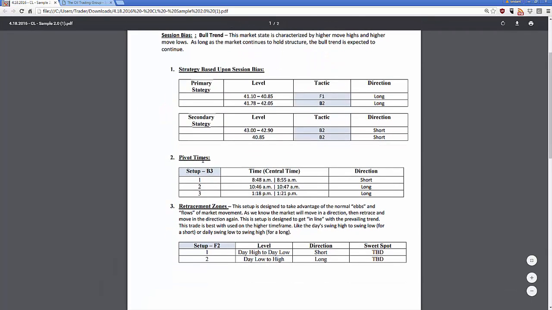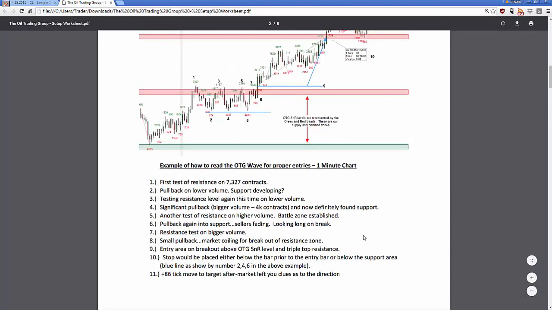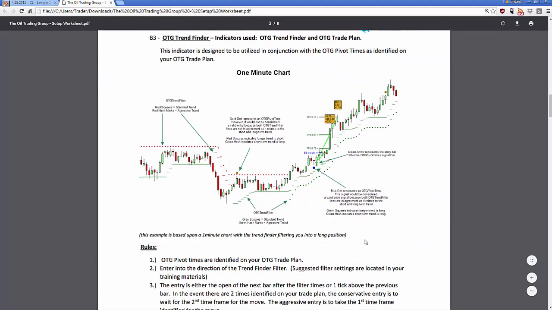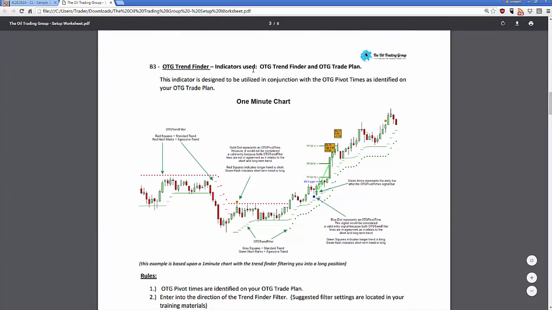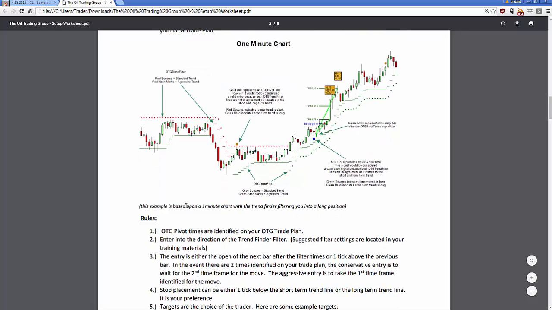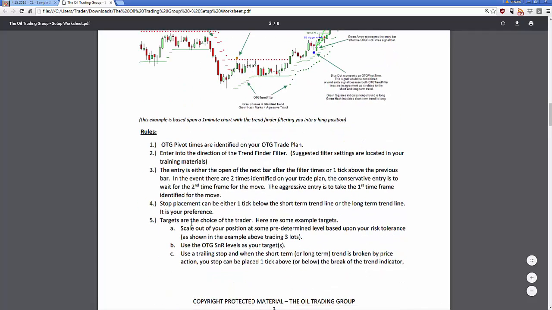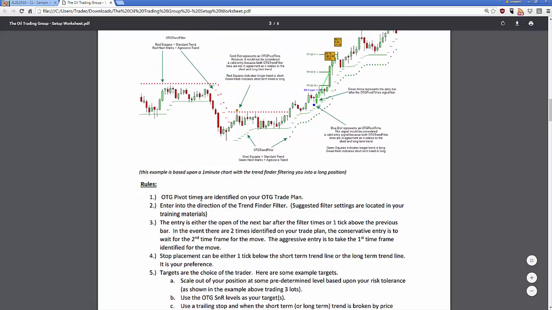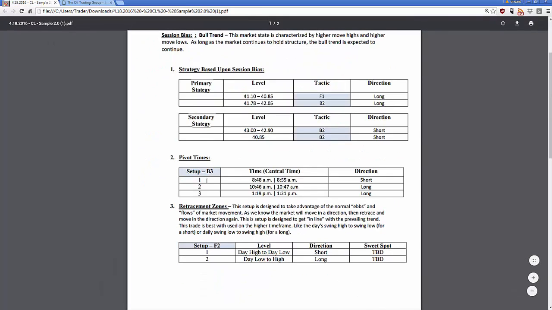Now, we also look at OTG pivot times. And the setup here is B3, always B3 on OTG pivot times. So if you come to your chart, there's your OTG trend finder. The indicator you would need is the trend finder and the trade plan. And this is how you play the OTG pivot times with your rules, stops, and targets. Okay? So this is on your trade plan every day. This is how you're going to play each one of these areas.